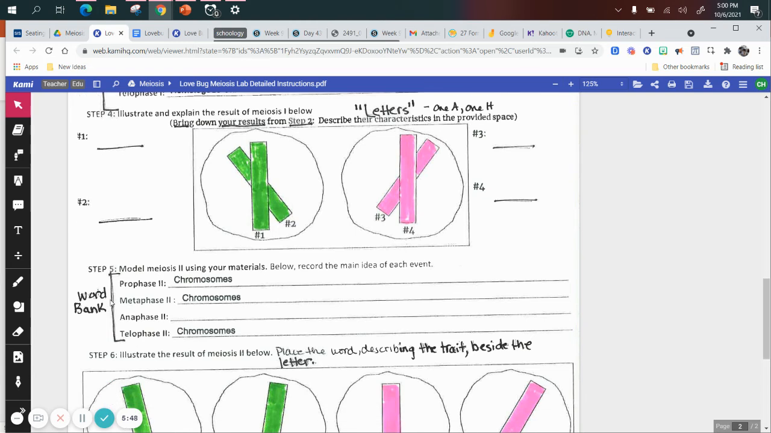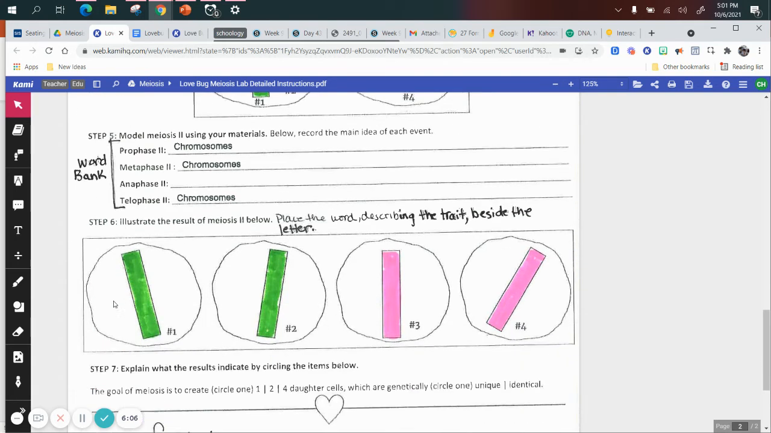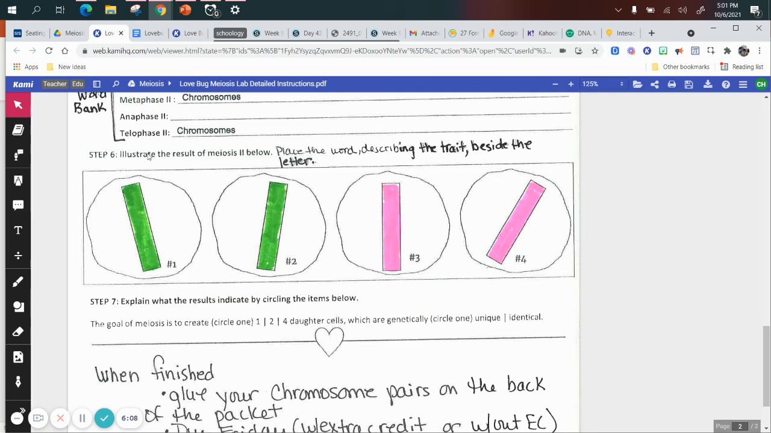Then step number 5. What happens in meiosis 2 after this? So we know what's going to happen. There's going to be a division. And then if you'll complete these statements, again, you will find these statements in the word bank that is on the original instruction sheet in Schoology. Step 6, illustrate the results of meiosis 2 below.